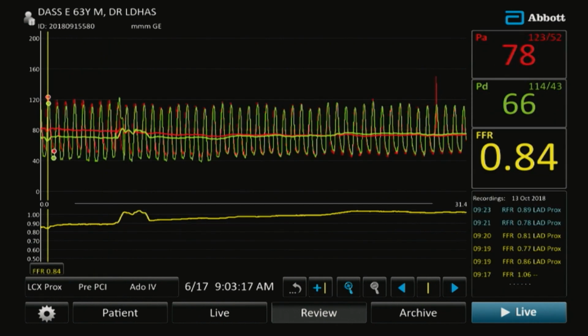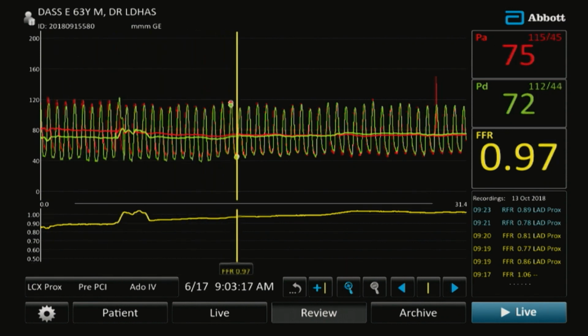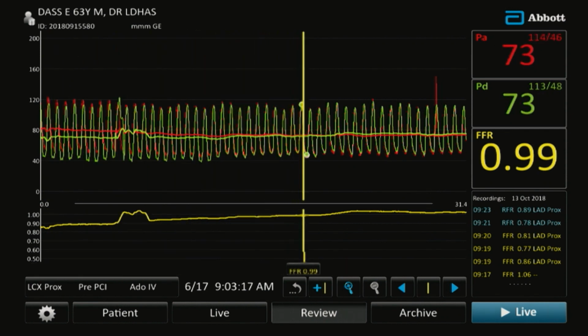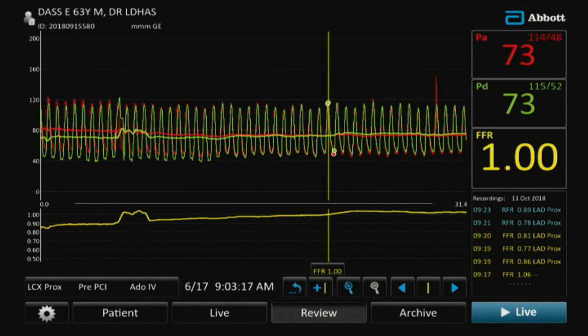So we did a pullback, and now this is the pullback, and this is when we cross and come back, and this is the reflection of the left main from the circumflex, almost nothing. So the tightest lesion is in that proximal mid-segment of the circumflex rather than the ostium of the circumflex. So we went and did an LAD FFR after that. So let's show them the RFR of the LAD.